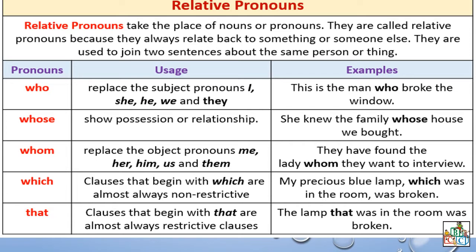Which: clauses that begin with which are almost always non-restrictive. My precious blue lamp which was in the room was broken. That: clauses that begin with that are almost always restrictive clauses. The lamp that was in the room was broken. So this was about the examples of relative pronouns. Let us move on.